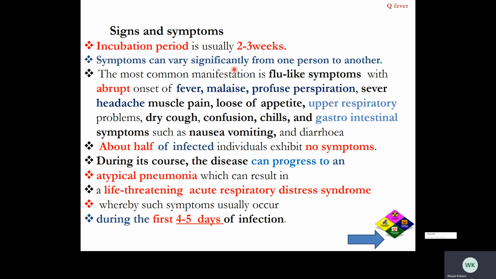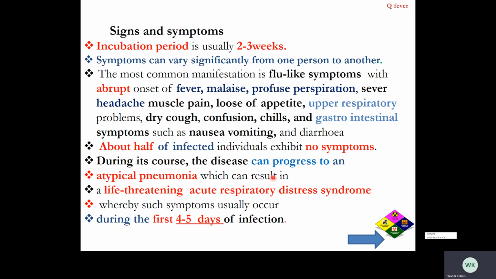Symptoms, just now we said, are just like a flu. It differs from one person to the other, depending on the severity of the disease, and all of them are flu-like symptoms. The most common manifestation is flu-like. There is fever, malaise, profuse perspiration, severe headache, and so on. Nausea, vomiting, and diarrhea.